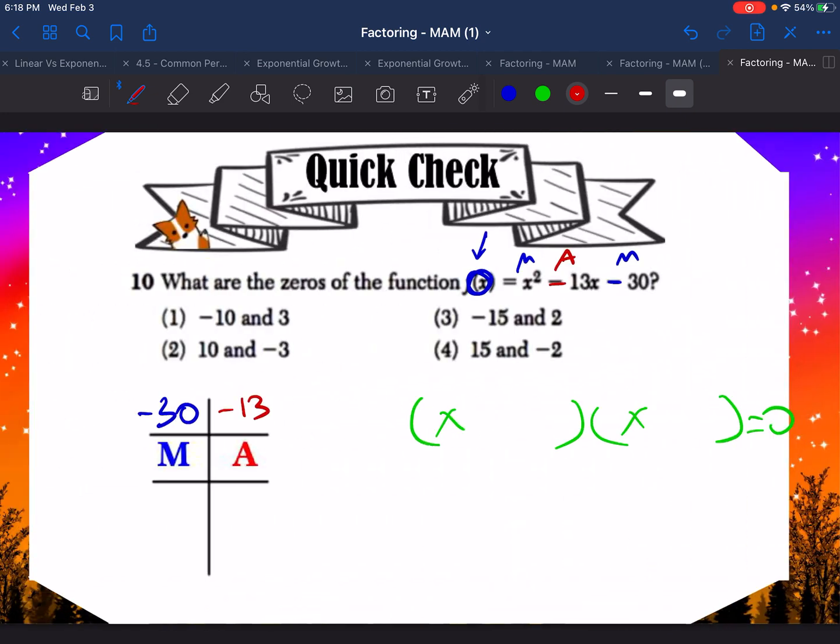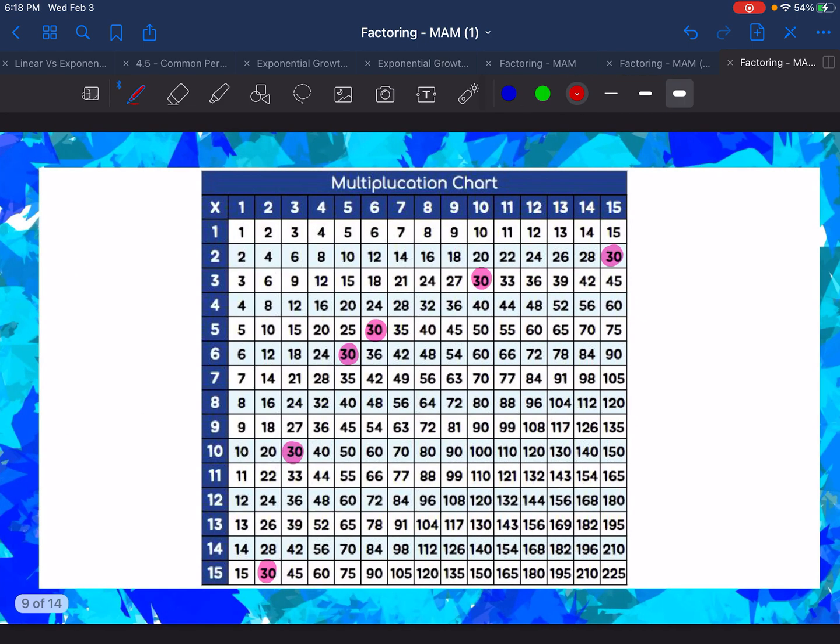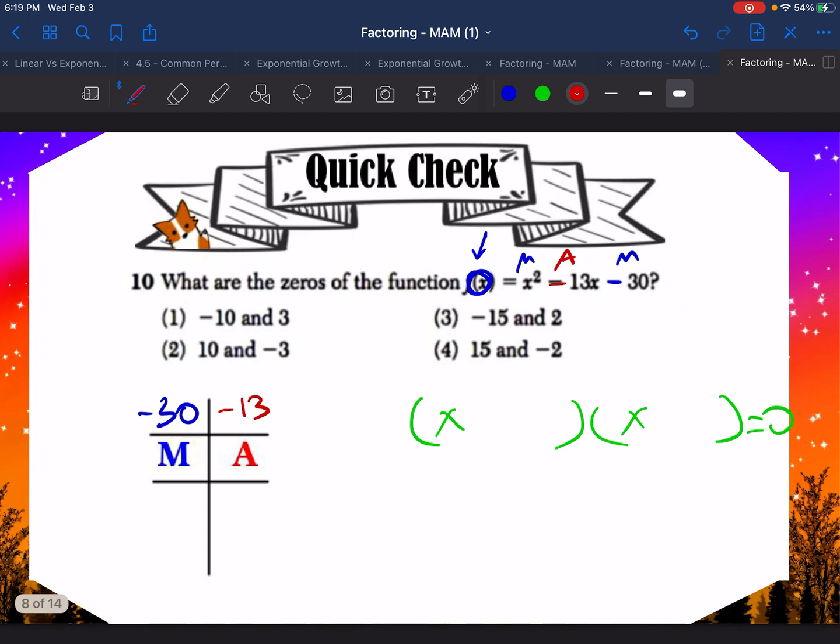I'm going to use the multiple choice. So I have 10 and 3 and negative 15, or 15 and 2 as my options. Now, if I was to go use that multiplication chart, I would have 6 and 5 as an option as well. But that's not included in my choices. There's no 6, there's no 5, so that's not going to happen. So let me start with 10 and 3, see where that gets me.